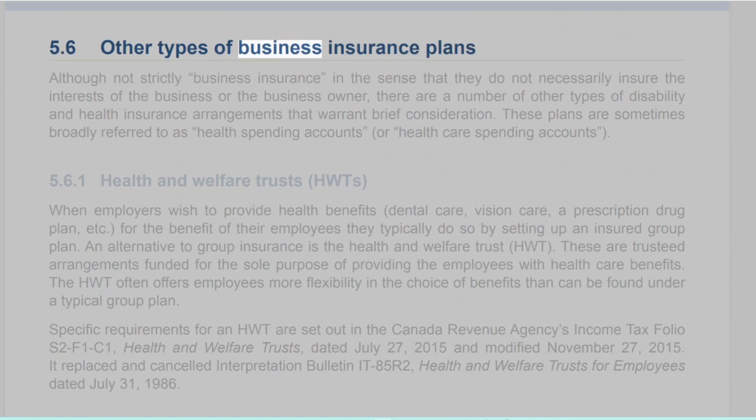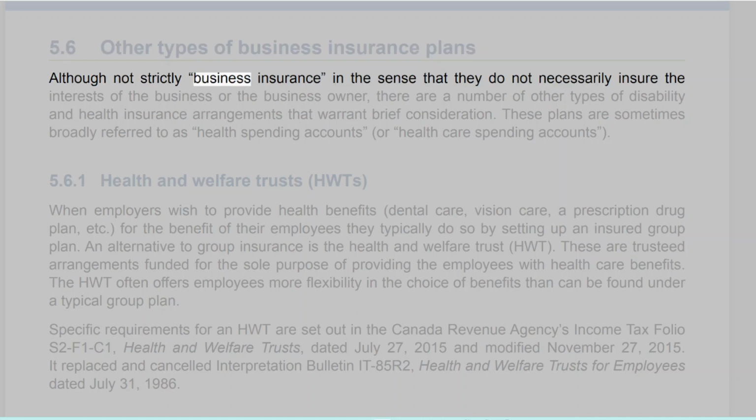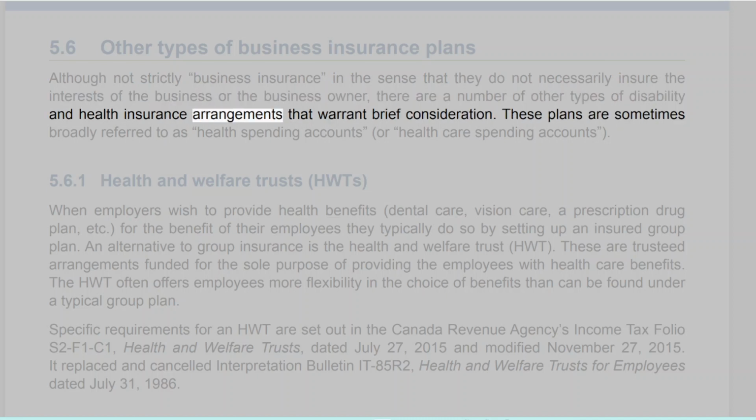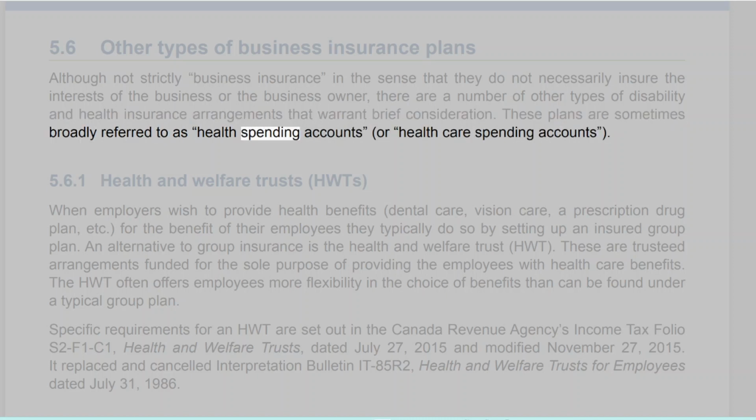5.6 Other types of business insurance plans. Although not strictly business insurance, in the sense that they do not necessarily insure the interests of the business or the business owner, there are a number of other types of disability and health insurance arrangements that warrant brief consideration. These plans are sometimes broadly referred to as health spending accounts or health care spending accounts.